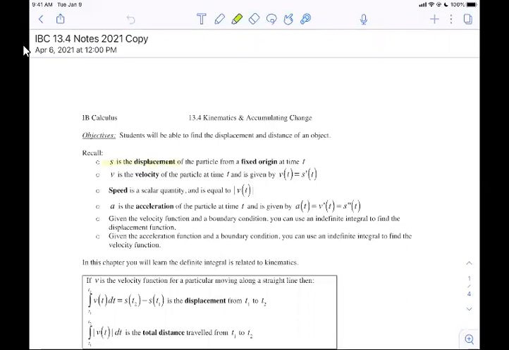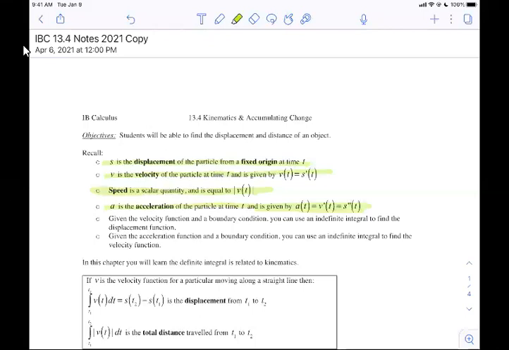Also, remember velocity. Velocity of a particle is given by v of t equals s prime of t. Velocity is also considered to be a vector for those of you who have done physics. It has direction and magnitude. Speed is the absolute value of velocity. a is referred to as the acceleration. And acceleration is the derivative of velocity or the second derivative of position.